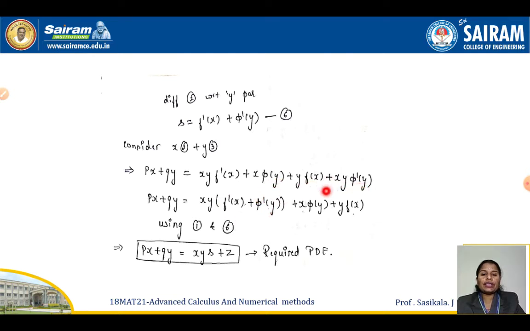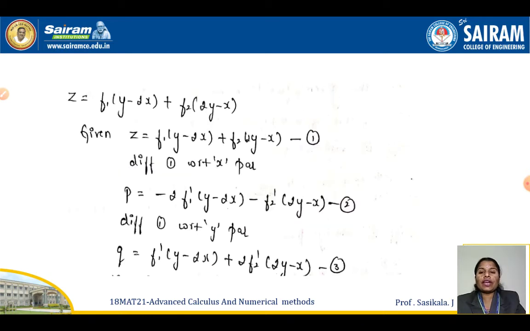You can take the derivative terms separately. The common term is xy here: x into phi of y plus y into phi of x. So this is nothing but z. So xy into f dash of x plus phi dash of y, what is that? It is nothing but s. So I can replace: px plus qy is equal to xy s plus z. This is your required result.